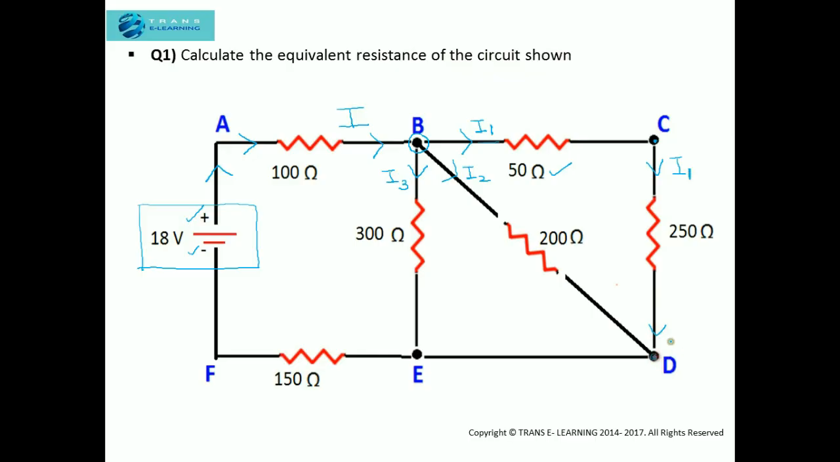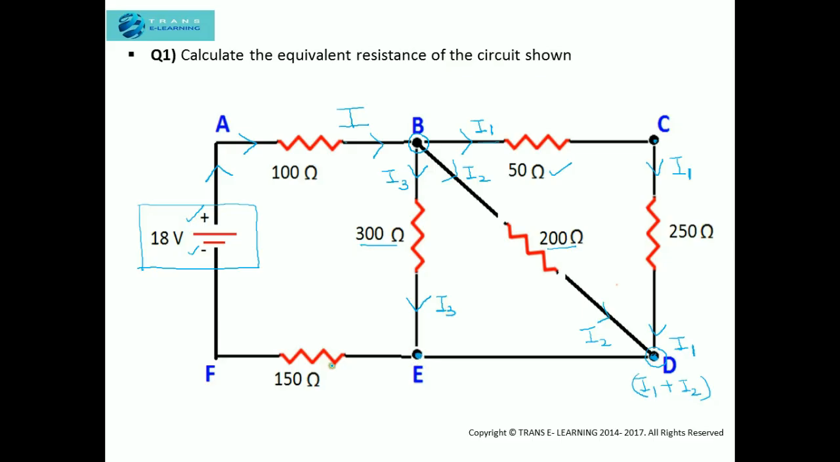So at point D we have I1. Now from here I2 is coming. This I2 current will flow through the 200 ohm resistor, and this I2 will also reach point D. So that means at this D junction we will have the combination of I1 and I2. Now this I3 is flowing through this 300 ohm resistor, and this I3 will reach the circuit at E.